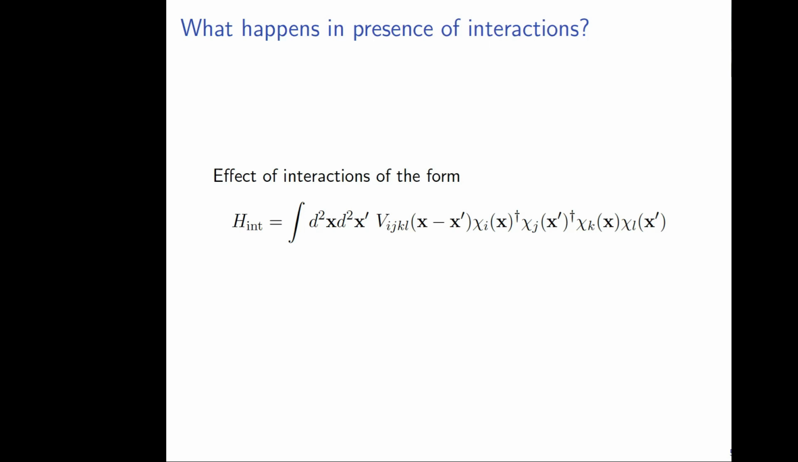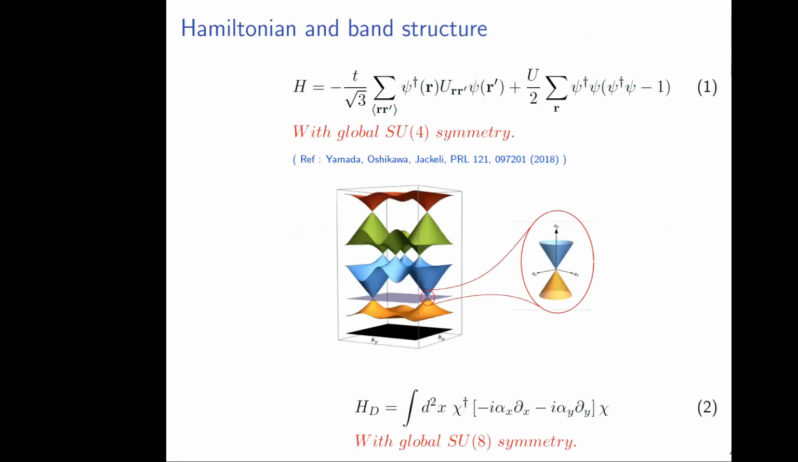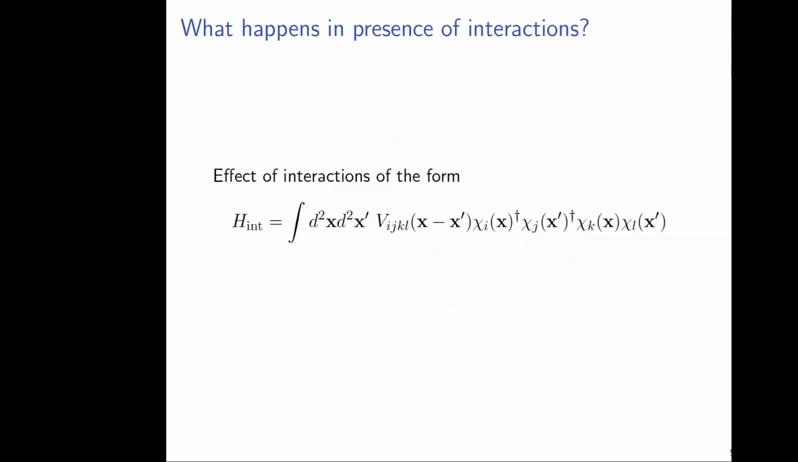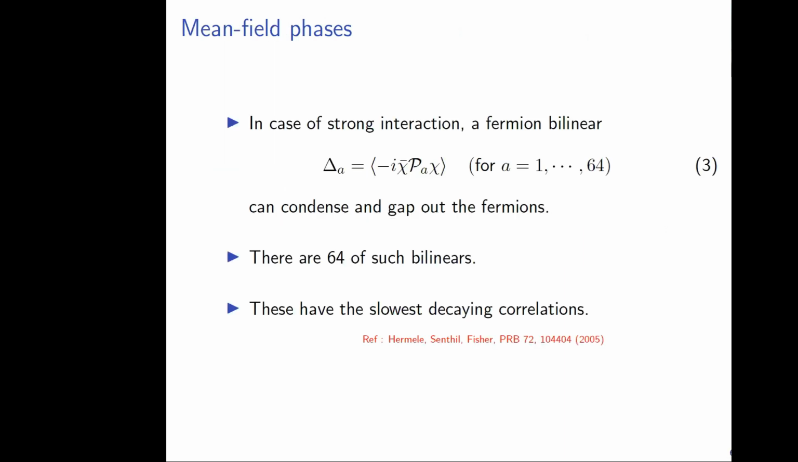So first, one thing that you can say is, if the interaction strength is very small, then you can show that this term is actually irrelevant at the Gaussian fixed point. So the semi-metal phase that this describes is basically stable in the presence of very small interactions. But if you make this strong enough, then you can do a mean field decomposition of this term, for example, a Hubbard-Stratonovich transformation, and give an expectation value to bilinears of this kind.